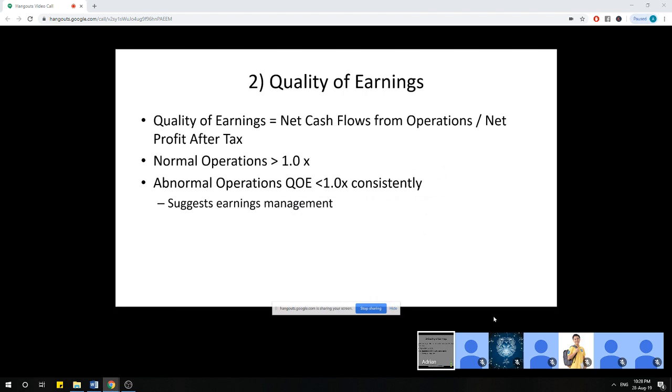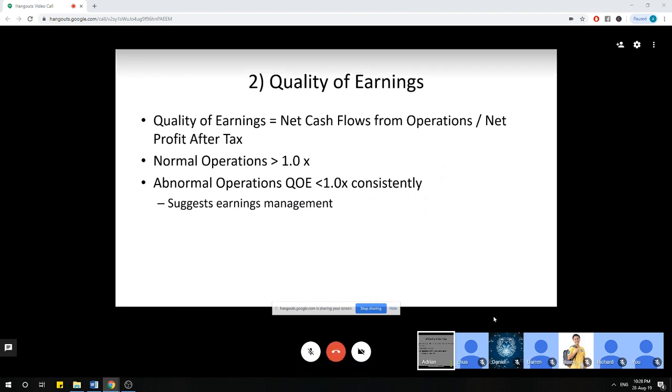And then what are the consequences when the company's quality of earning is below one? Normally when it is below one, either the company is in exponential growth, I mean they are in a really growing stage, because when the company is in a growing stage, they invest a lot in inventory, or even in the receivable or the payable.